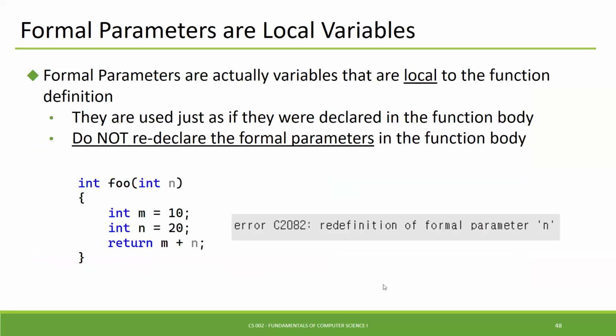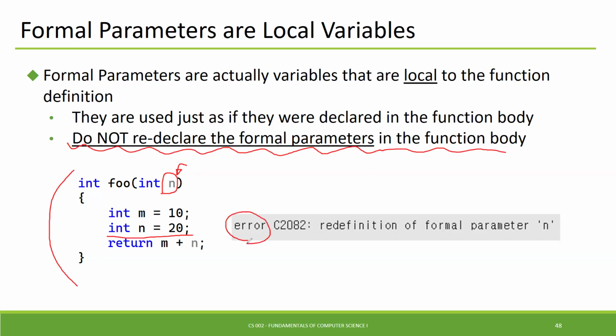Okay, and formal parameters. I told you that formal parameters are local variables, right? This is a formal parameter, okay? And look at this one. Do not redeclare the formal parameters in the function body. In this function, I have formal parameter n. And then I create n again. This is an error, okay? Because I already created n.